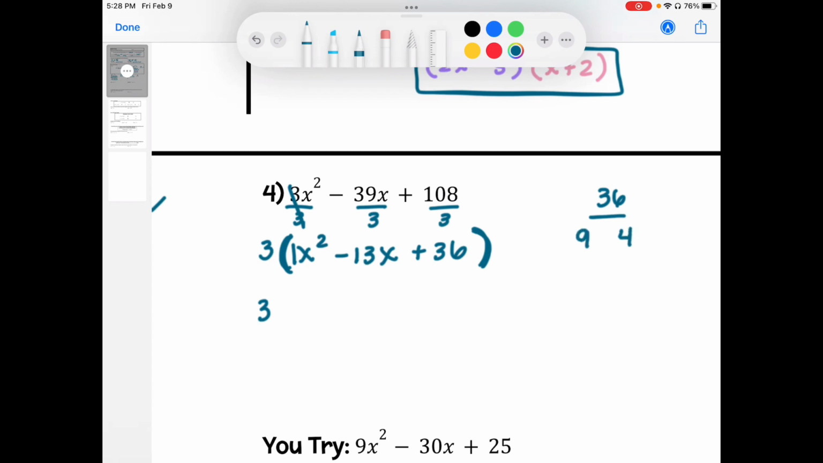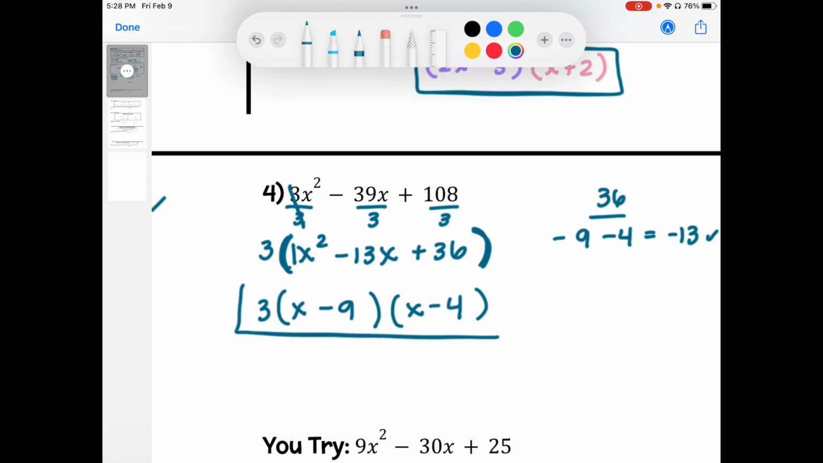So if we want something to add to be negative and we're multiplying to a positive number, both of these are going to be negative. So we're going to end up with negative 13, which is what we wanted. And we can use the shortcut because a is 1. So we're going to have x minus 9, x minus 4. And that would be our factored form.